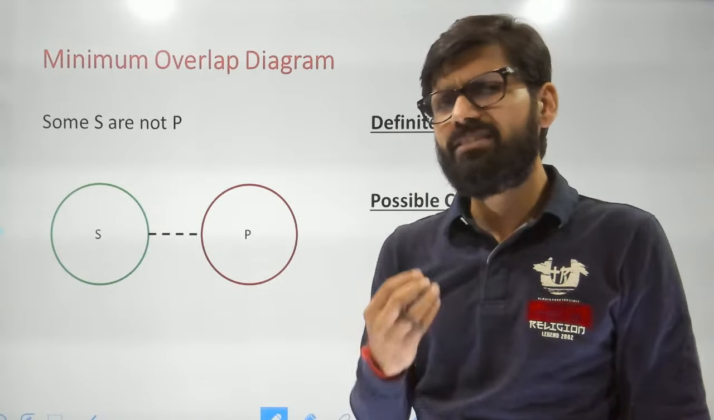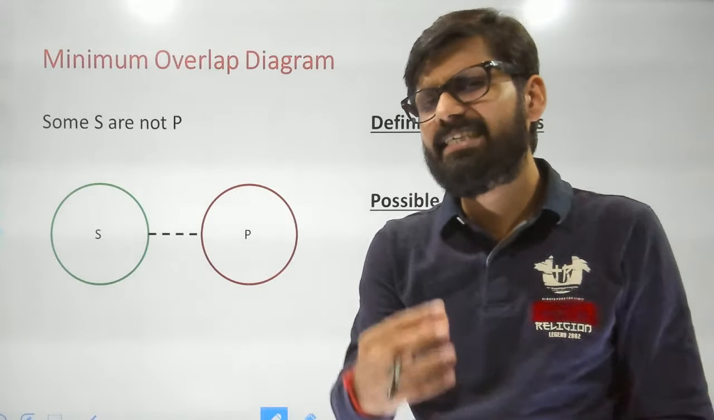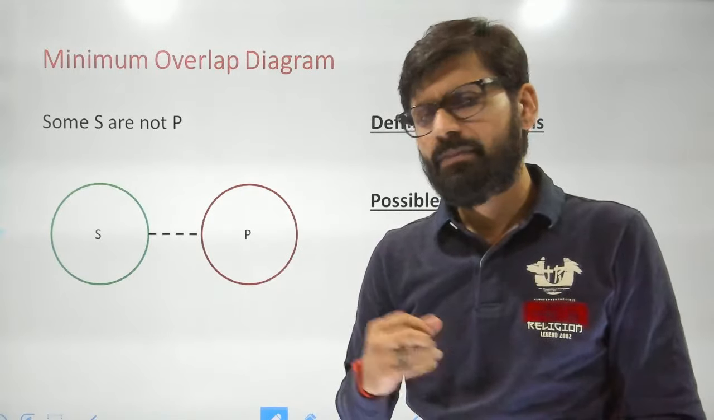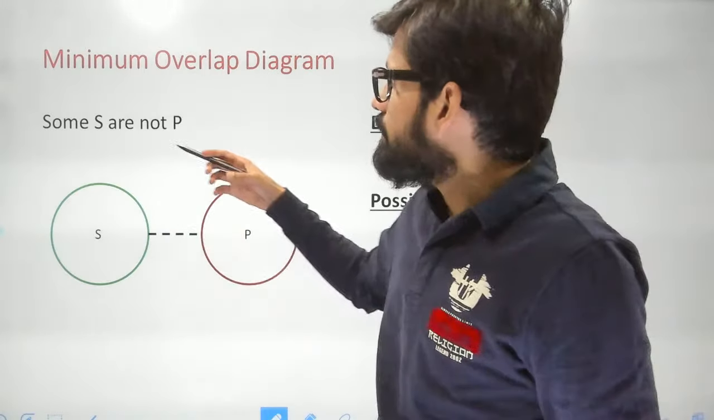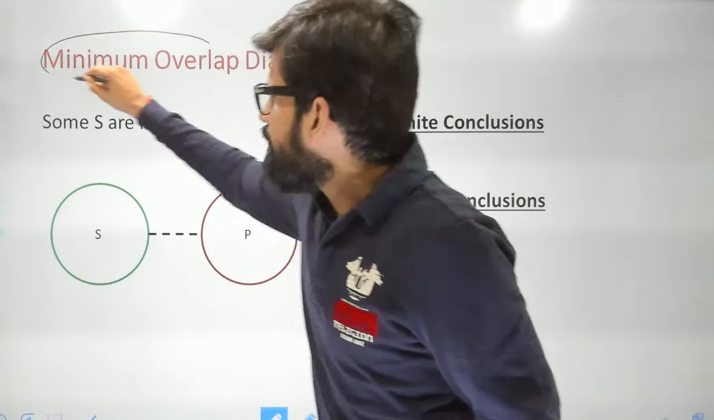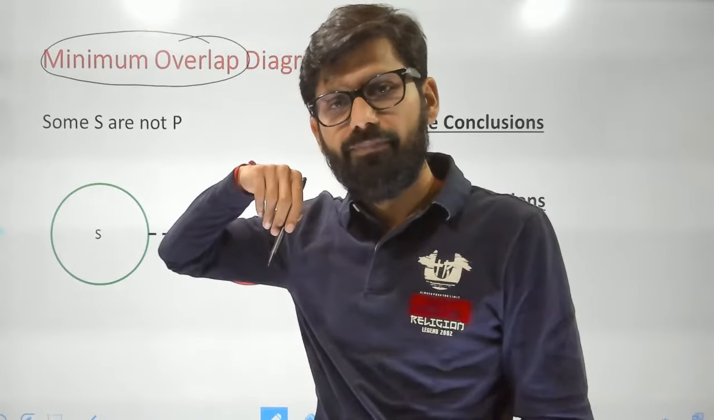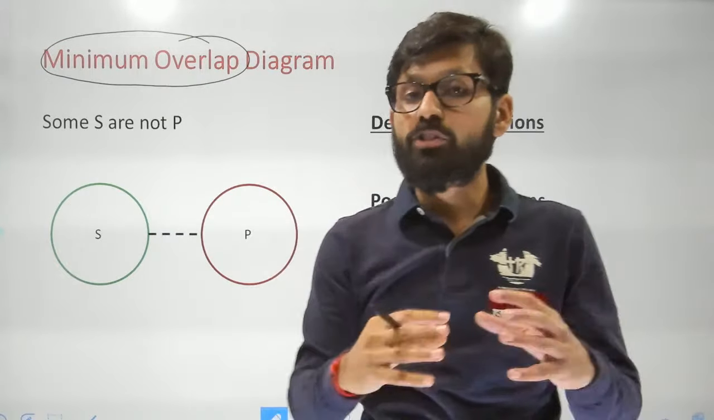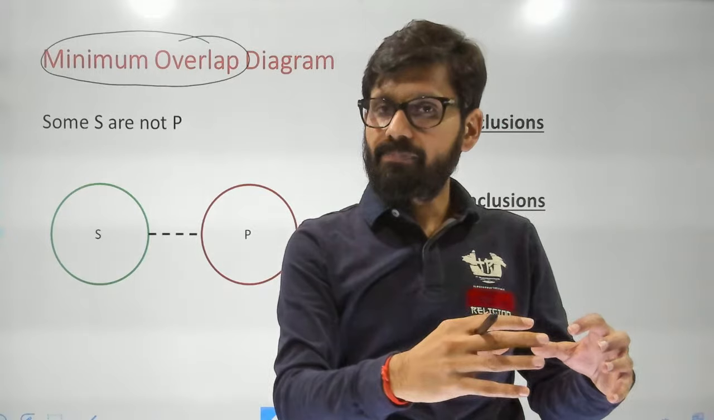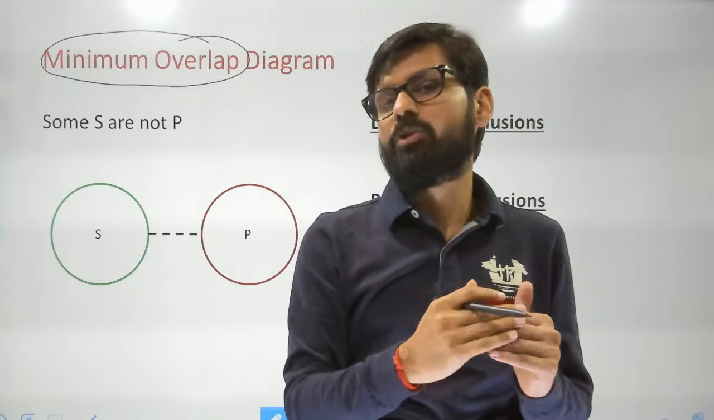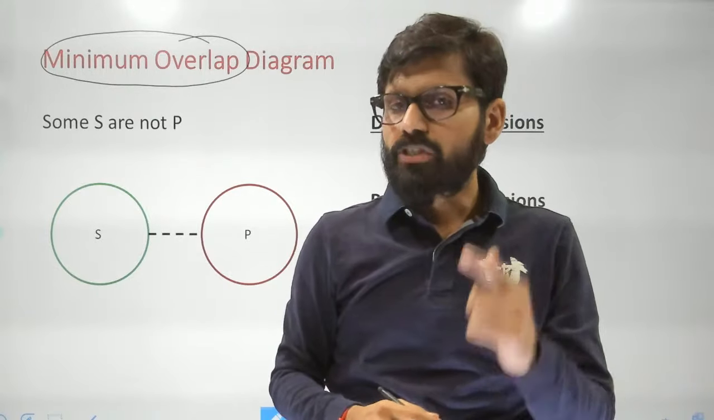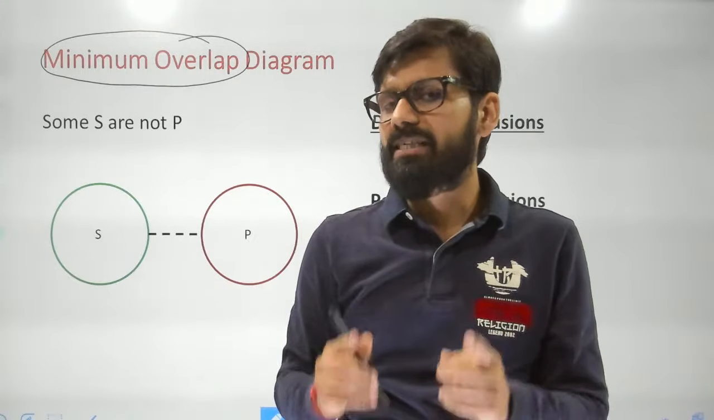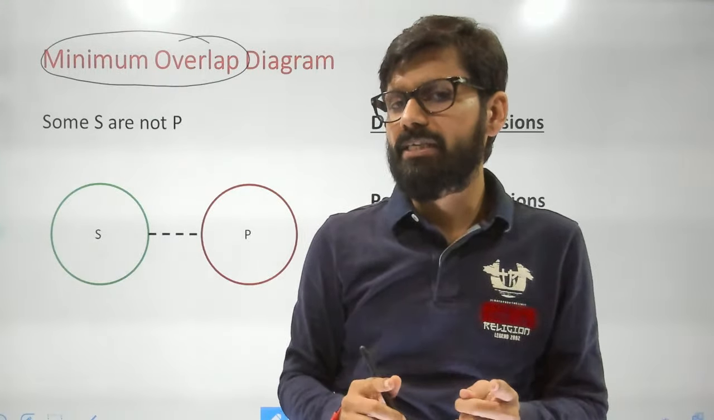और कुछ लोग बोलेंगे कि सर "Some S are not P" में कुछ elements S के P में हो भी सकते हैं. Then why are we showing this? So do understand that we are trying to draw the minimum overlap diagram. कि ऐसा diagram जिससे S और P को हम represent कर दें और उसमें minimum overlap हो S और P में. And just a few moments ago, we saw the range for "Some S are not P".